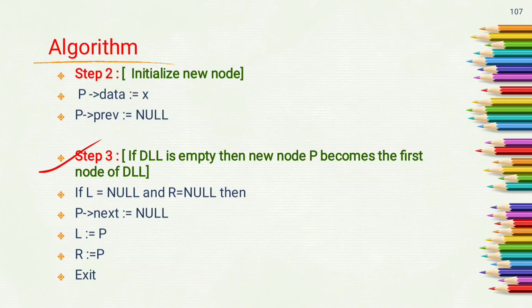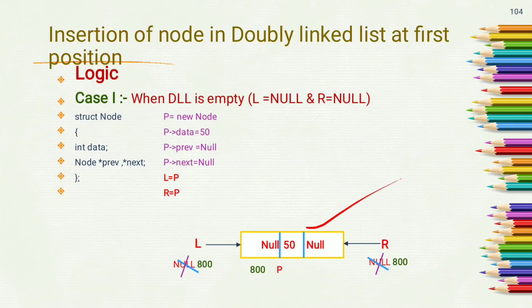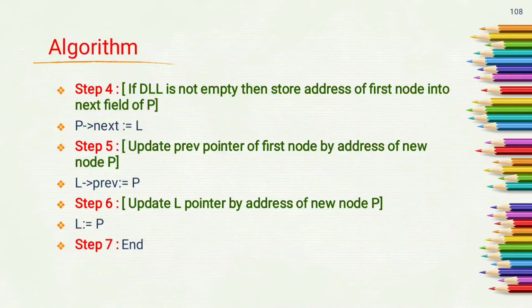And step 3 is, if the doubly linked list is empty, then the new node P becomes the first node of the doubly linked list. So we have to check the condition of an empty doubly linked list. If L equals null and R equals null, then we have to make P next equals null, L equals P, R equals P, and exit, as we did in this logic. But if the doubly linked list is not empty, then store the address of the first node into the next field of P.